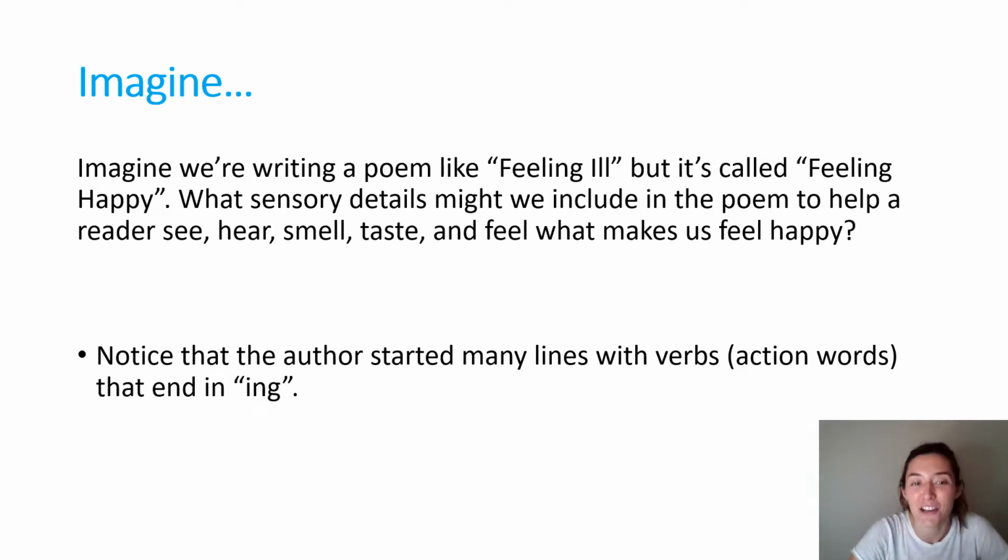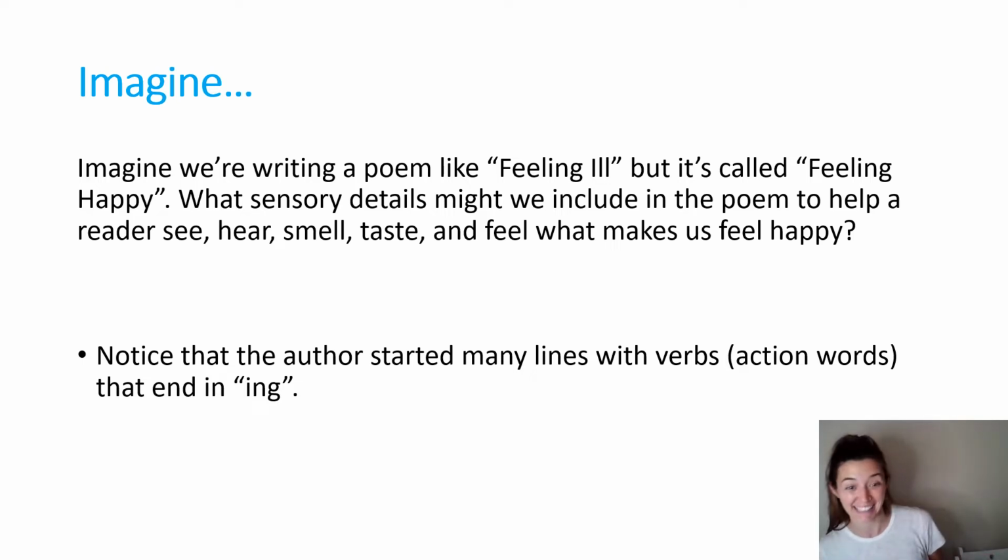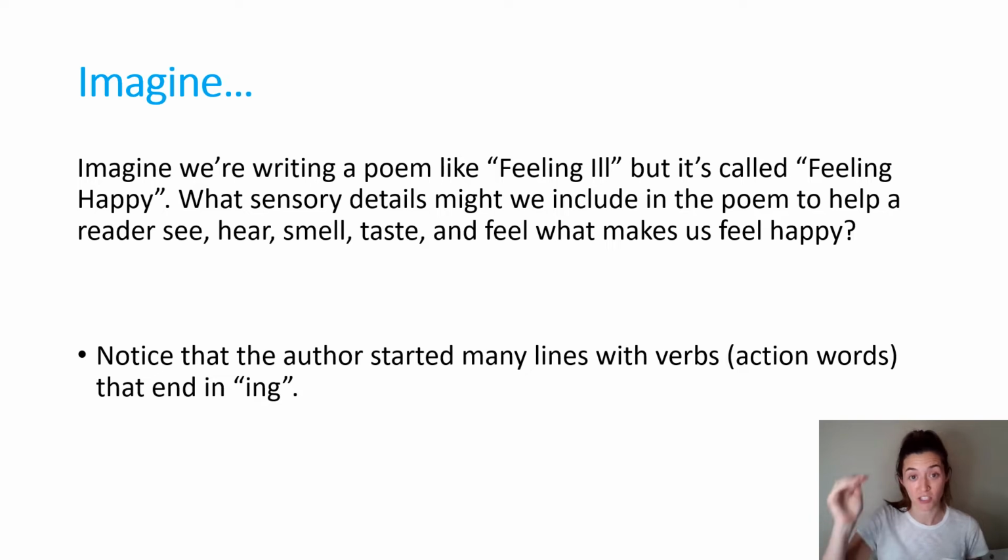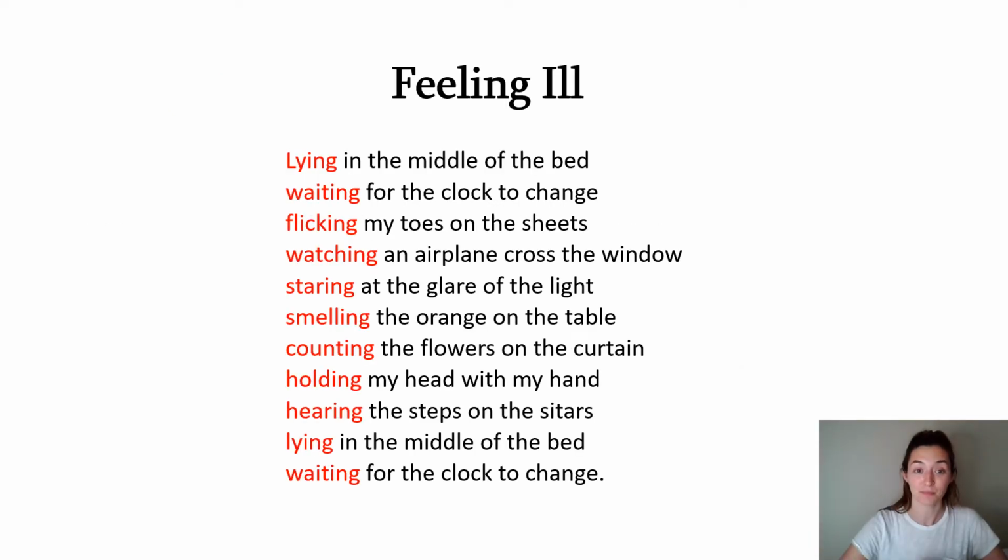So I want you to imagine that we're writing a poem like Feeling Ill, but it's called Feeling Happy. What sensory details might we include in the poem to help a reader see, hear, smell, taste, and feel what makes us feel really happy? So I want you to notice, I'm going to have a slide with the poem on it again. A lot of the words, or all of the words, that the author used at the start of each line were verbs or action words that show you're doing an action or doing something. And all of the verbs end in ing.